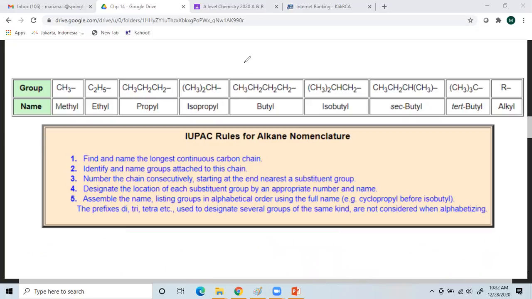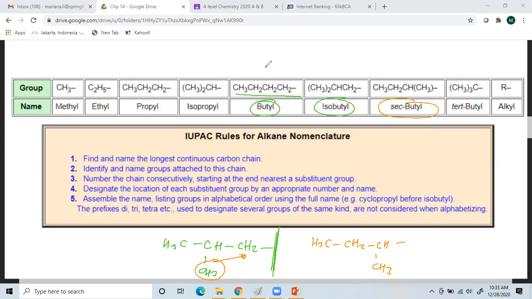Okay, I hope so. Let's continue with butyl. Butyl is CH3, CH2, CH2, CH2. So how do we make isobutyl? Once again, a C connected to two CH3, with one more CH2. This is the longest chain. This is isobutyl. If you shift this CH3 to here, then the structure will become this. This is secondary butyl.